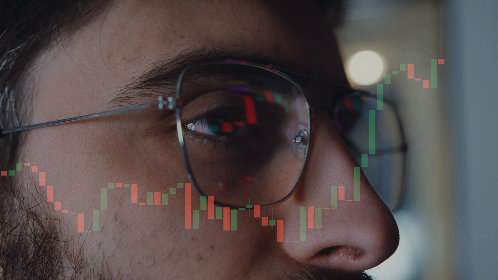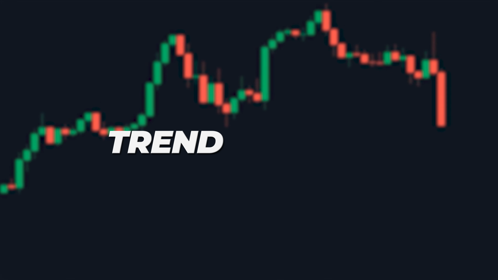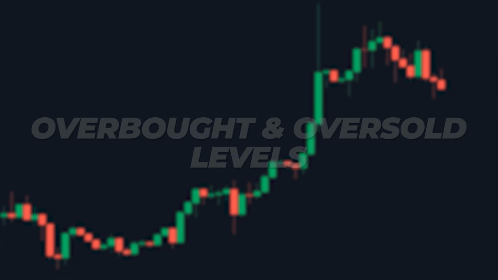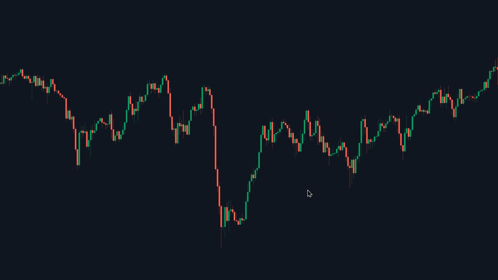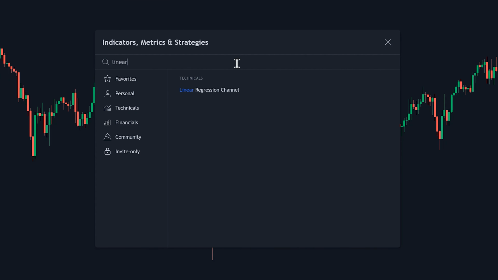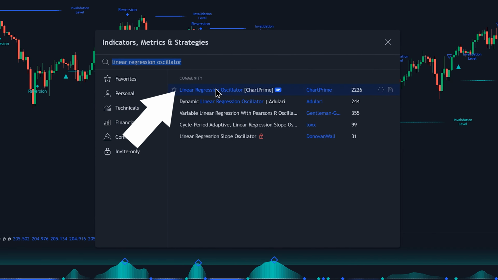In this video, I'm going to showcase a new indicator on TradingView that can be used to identify trend changes in the market as well as overbought and oversold levels. To add this indicator to your chart, you want to go to TradingView and then open the indicator search tab and then type in Linear Regression Oscillator. And it's going to pick this one by Chart Prime.